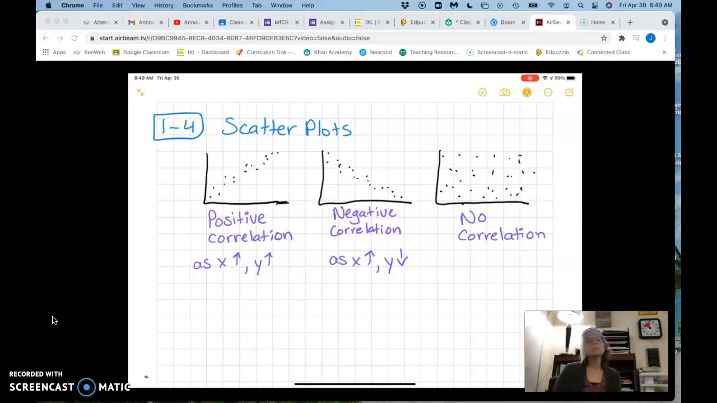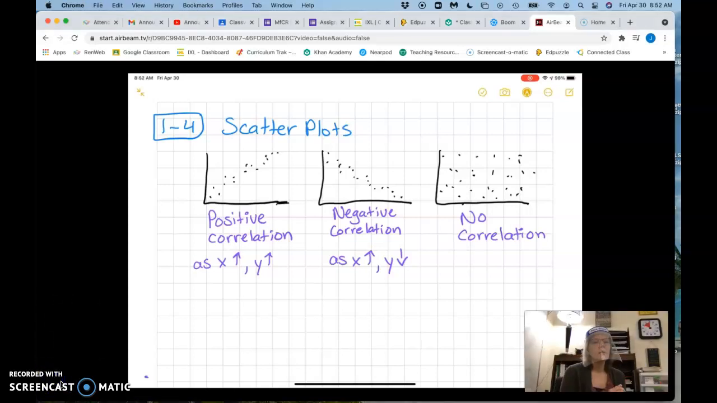An example of this would be your age and your hair color. There's no correlation to that. Okay, people of all ages have blonde hair, people of all ages have black hair, people of all ages have brown hair. So that would be an example of no correlation.